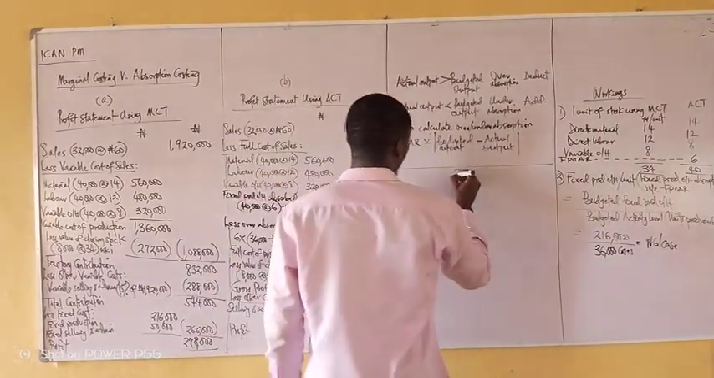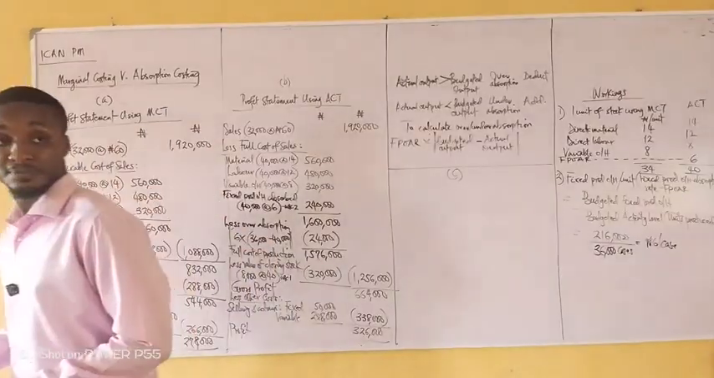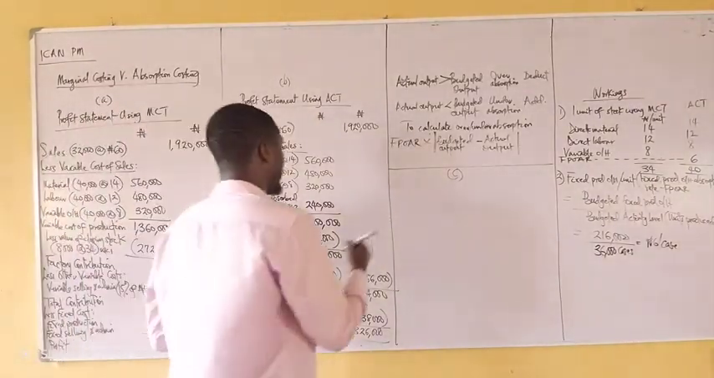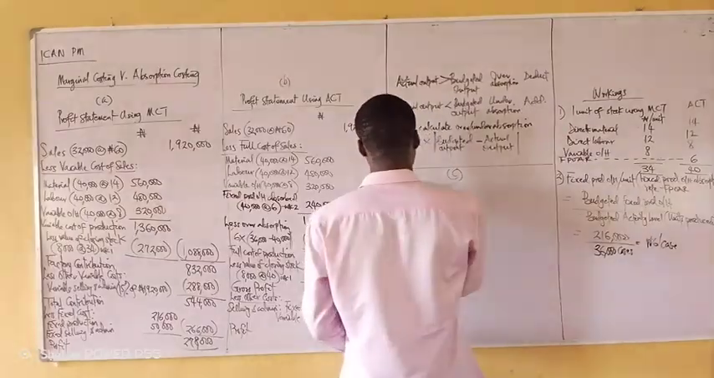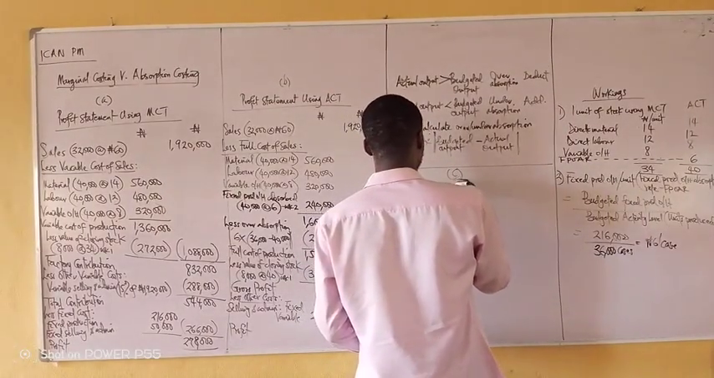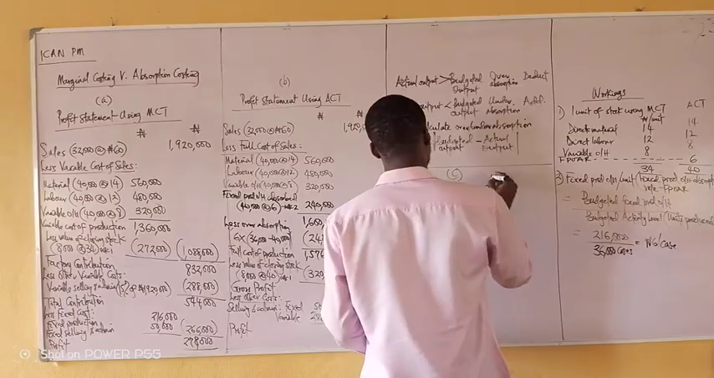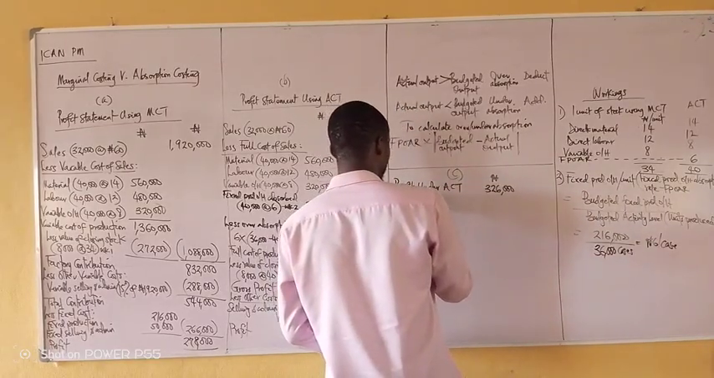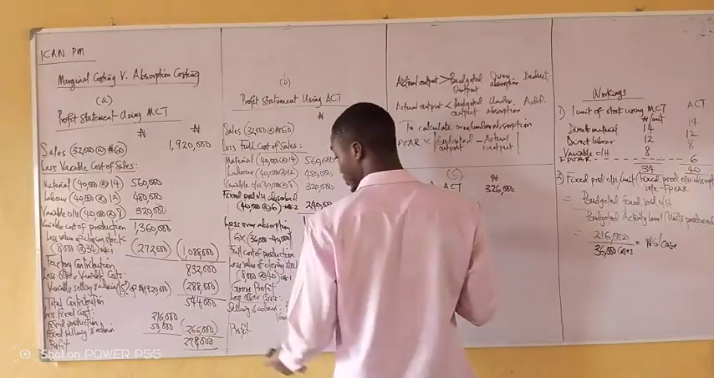The C part of the question was this. Can somebody read the C part? Comment on the difference between profit in both. Now, let's look at profit. Which profit is higher? The profit under ACT? Profit under ACT was 326,000. Profit under MCT was how much?